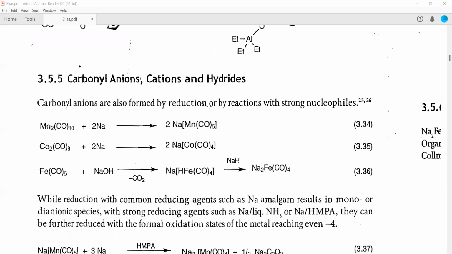So carbonyl anions are also formed by the reduction or by the reaction with stronger nucleophiles. So for example, you have stronger nucleophiles over here.